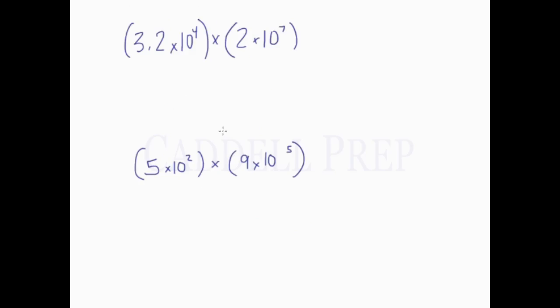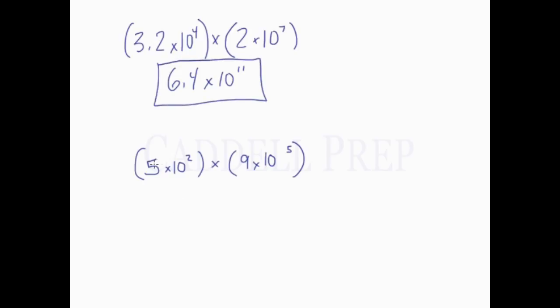So let's look at 2 more examples. 3.2 times 10 to the 4th times 2 times 10 to the 7th. So let's multiply these together. 3.2 times 2, 6.4. Then 10 to the 4th times 10 to the 7th, add the exponents, 10 to the 11th. Okay, and we don't have to make any adjustments because this is already in scientific notation.